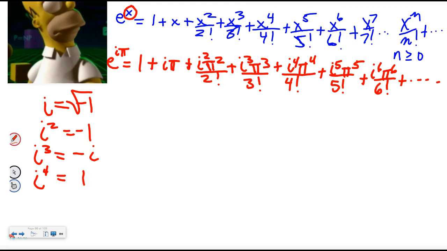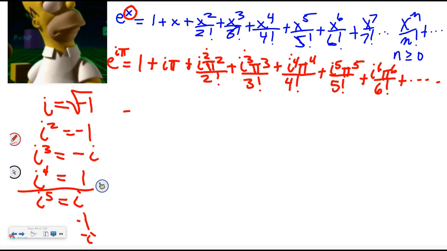Yep, i to the fifth would be i times i to the fourth, which is back to being i. So it just went cyclical. Right there, it goes i, negative 1, negative i, 1. It keeps repeating every 4 powers. So we'll replace all of our powers of i with a simplified version. They'll be replaced with either i, negative 1, 1, or negative i. Agreed? So let's go do that.